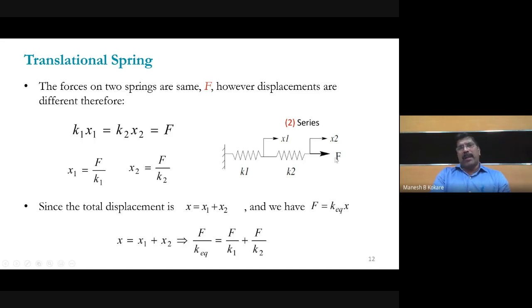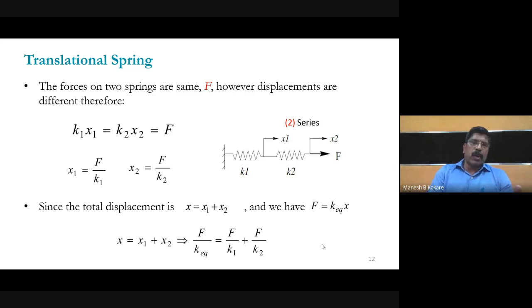Similarly, if you connect n springs in series, what will be the equation? F by K equivalent will be equal to F by K1 plus F by K2 up to F by Kn. So when springs are connected in series, the equivalent stiffness will be 1 upon K equivalent equal to 1 by K1 plus 1 by K2 plus 1 by Kn, and so on.